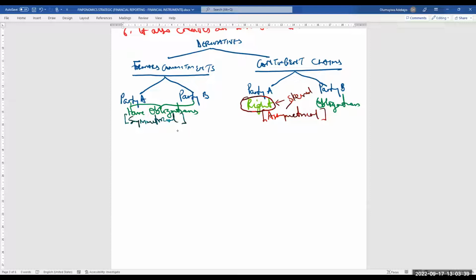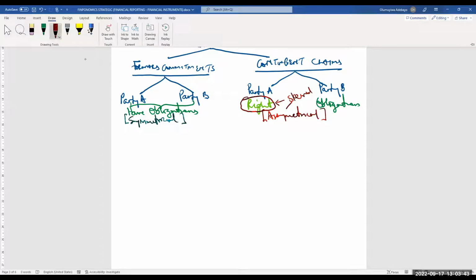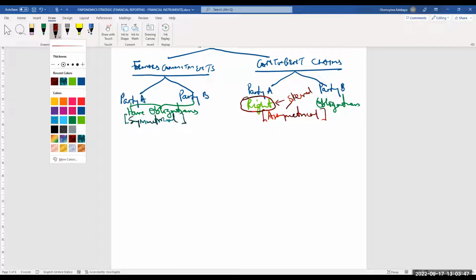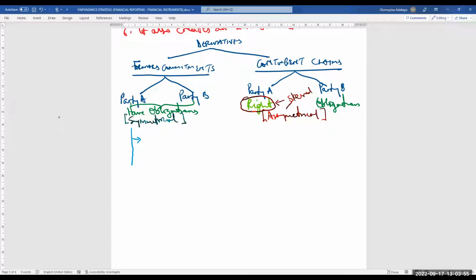Now, what are the natures of contracts that you can find under forward commitment? You can find what we call forward contracts, which we call forwards. You can find futures contracts, which we call futures for short. And lastly, you can find swaps contracts, which for short, are called swaps.